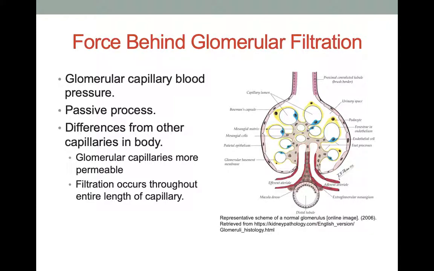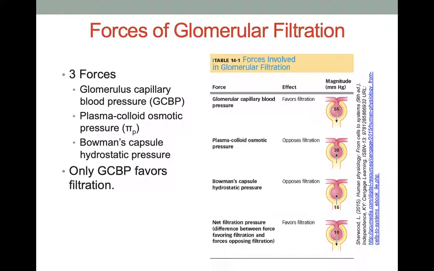Let's look at the actual forces that go through here. There are three main forces that affect glomerular filtration. Those three forces are glomerular capillary blood pressure, which I'm going to abbreviate as GCBP just because it's a mouthful, and then plasma colloid osmotic pressure. And the third one is Bowman's capsule hydrostatic pressure.